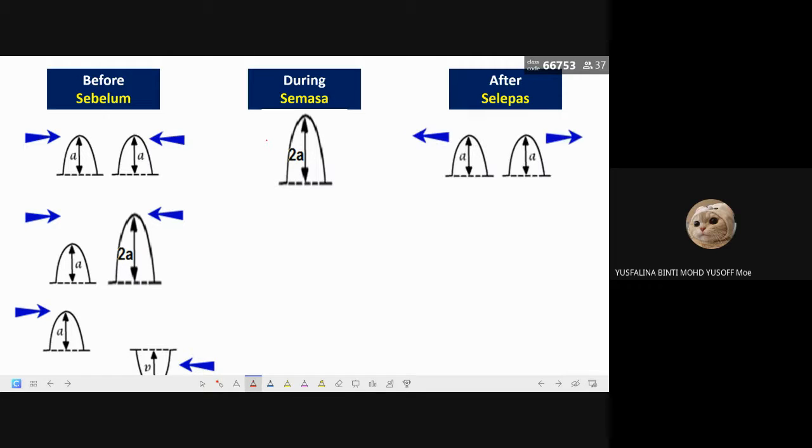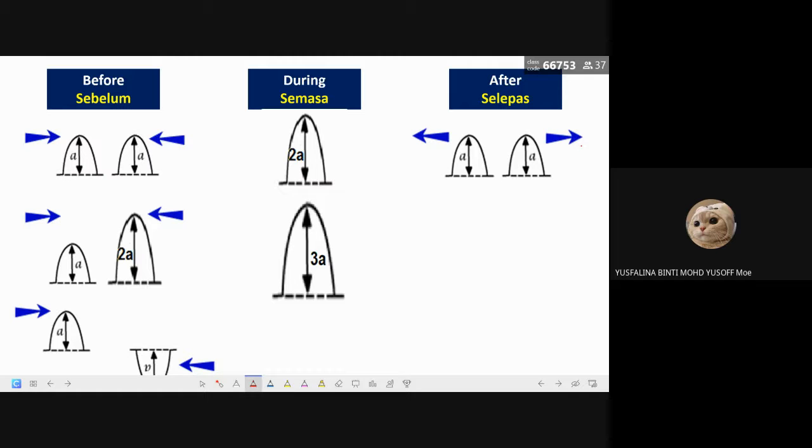After the interference, both will continue to move using their original direction. This one moves to the left, so it will continue to move to the left after the interference. And this one moves to the right, so it will continue to move to the right after the interference occurs. That one is A plus A. Then what happens is A plus 2A. During the interference, by using the superposition principle, A plus 2A is actually 3A.